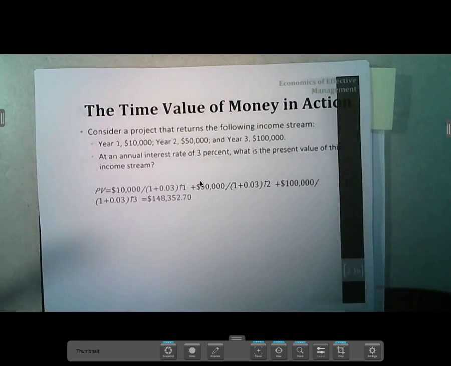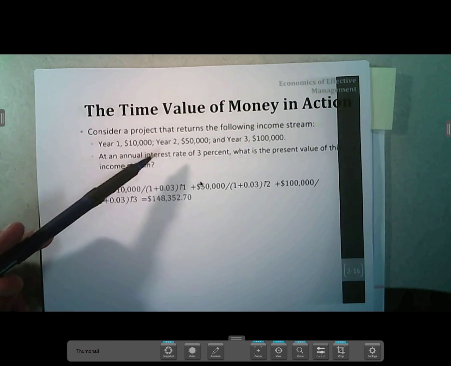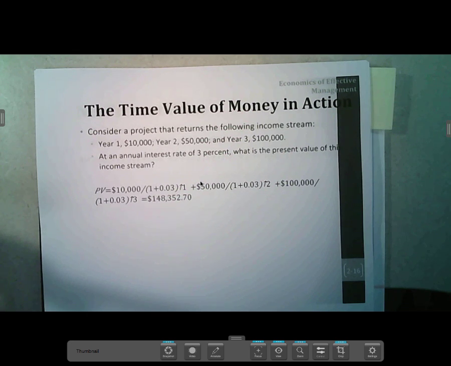So let's see how that looks. Let's say that I'm getting money over a 3-year time period, right? And that I'm getting $10,000 right away, or year 1, $50,000 in year 2, and $100,000 in year 3. So the key point of this discussion is that this is not a $160,000 deal that I've just done.